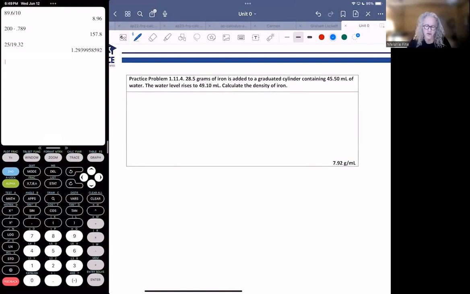We have 28.5 grams of iron, that's mass, is added to a graduated cylinder that's already containing 45.50 milliliters of water. So this is our cylinder. I'm never really good with my pictures. Let's say this is 45.50 milliliters of water, right? I then add iron. This is the before and after picture of my cylinder. Okay, so I add iron.